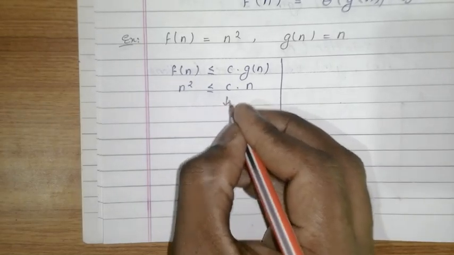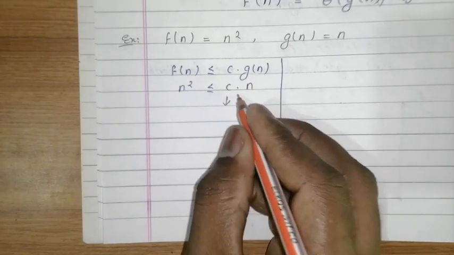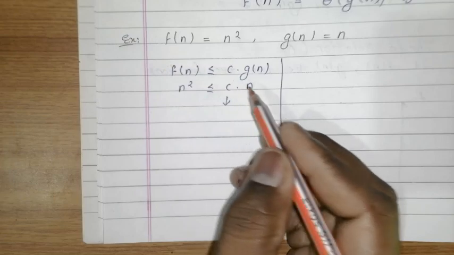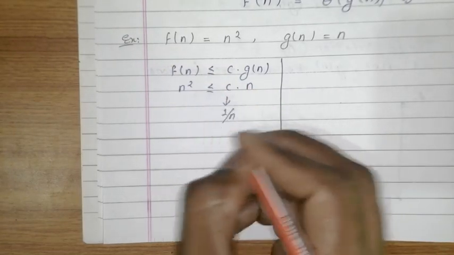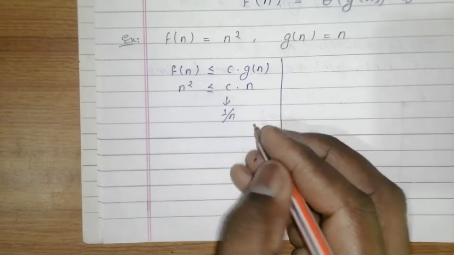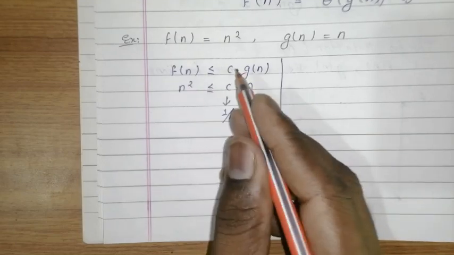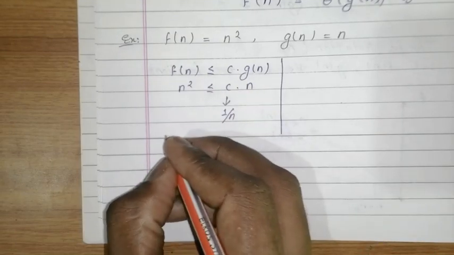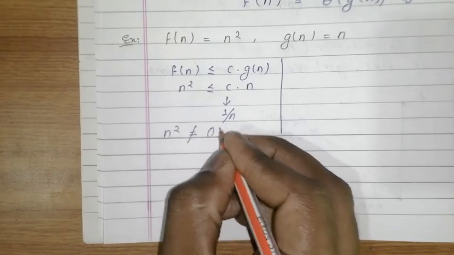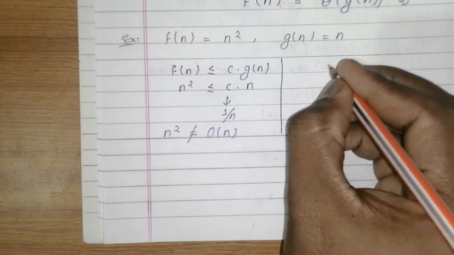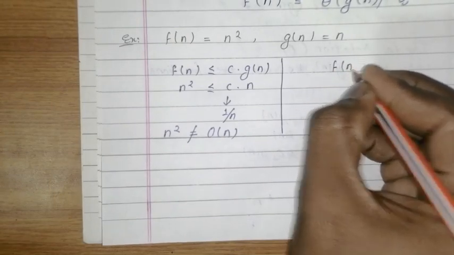If we put c as some constant, then this inequality is not true. Okay, so if we put c as 1 by n, but this is a function, so we cannot show that big O is true. Okay, but we have to prove omega.